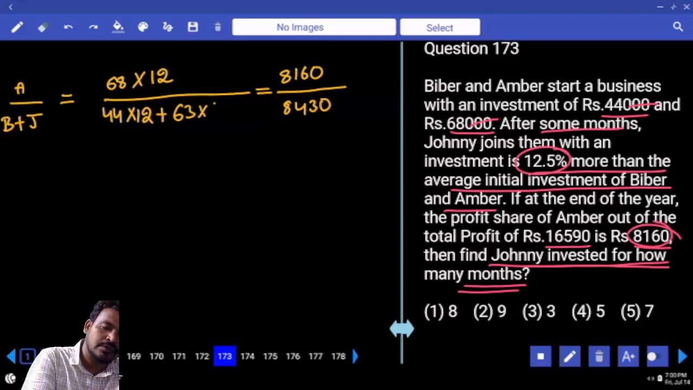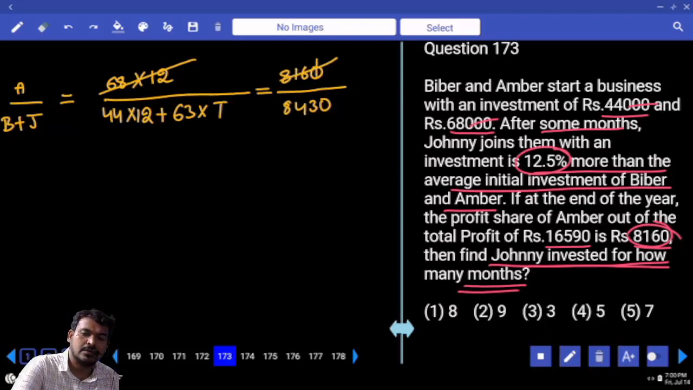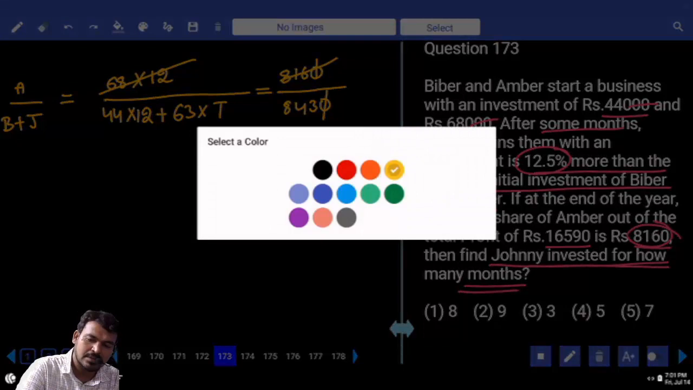And it will be used for some time or the total time? Some time. Numerator is A's profit, denominator is B plus J's profit. 68 into 12, 8160. Numerator 0, denominator 0 cancel. 68 into 12: 10 times is 680, 2 times is 136. Total it is 816. Cancel. Next, 44 into 12. 63 into T equals how much? 843. The denominators are multiples of 3.